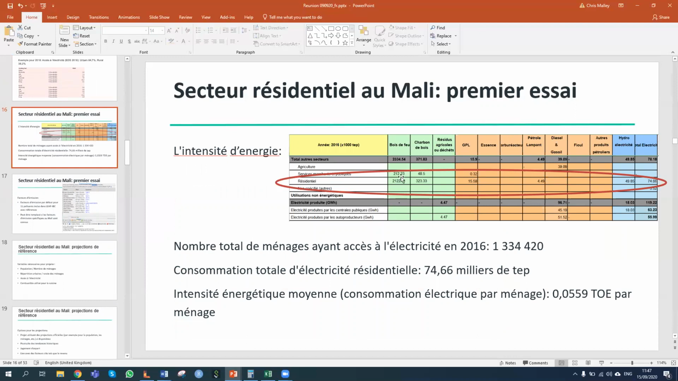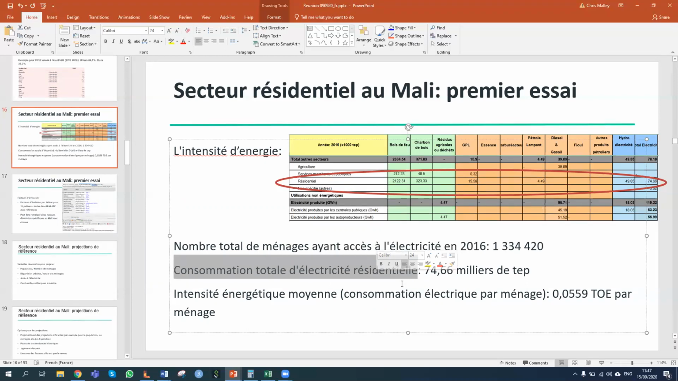To calculate the energy intensity, we then take the number of households, for example, with access to electricity, which is 1.334 million households, if you add them up between urban and rural areas. This is the number of households with access to electricity in 2016, the latest year that we have available for the energy balance. We have 1.3 million households, and our energy balance tells us that the total consumption of electricity in the residential sector is 75,000 tons of oil equivalent. That's the value right over here.